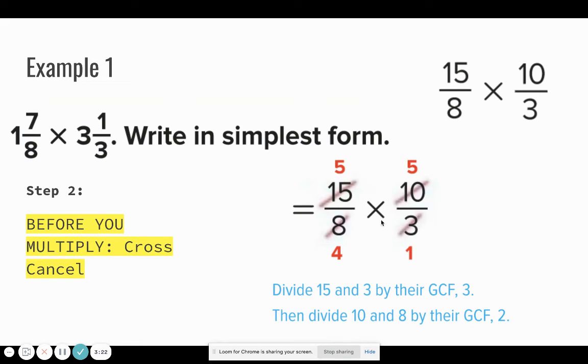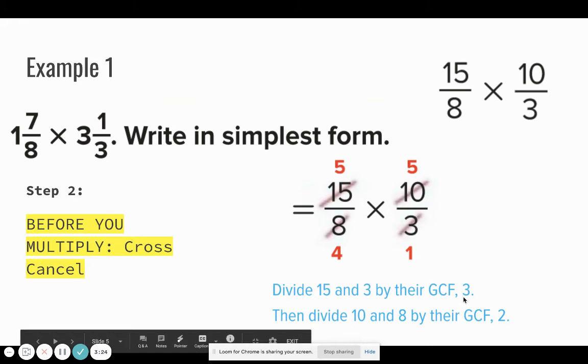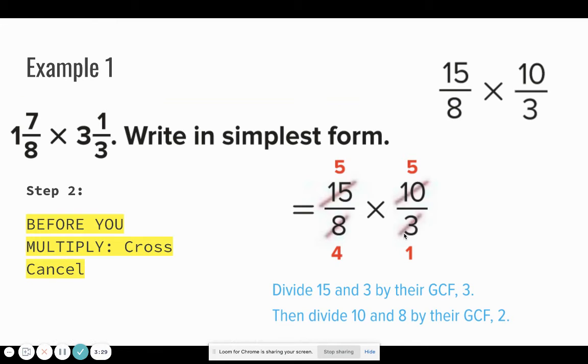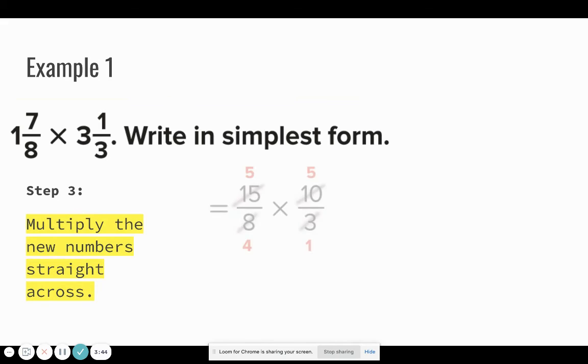Again, I looked at 15 and 3. It had a common factor of 3. So I divided 15 by 3 and got 5, and I divided 3 by 3 and got 1. I looked at 8 and 10. There's a common factor of 2. 8 divided by 2 is 4. 10 divided by 2 is 5. Now I have a whole new fraction, 5/4 times 5 over 1. And now I'm going to multiply the new numbers straight across. 5 times 5 is 25, and 4 times 1 is 4.